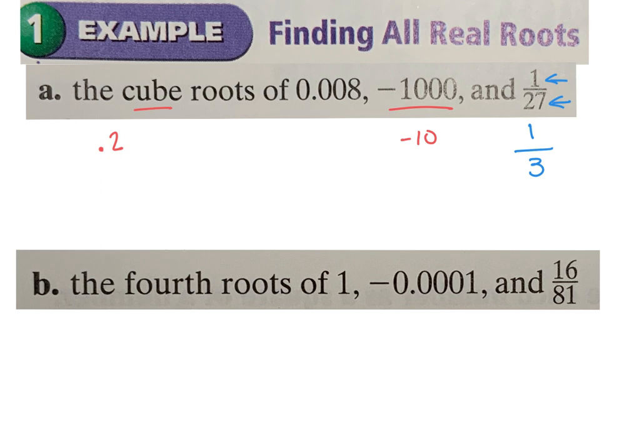The fourth root works the same. I will say any root of 1 is 1. So 1 is a perfect everything. Perfect square, perfect cube, perfect to the fourth. Okay. So if you're looking for any root of 1, it is 1.